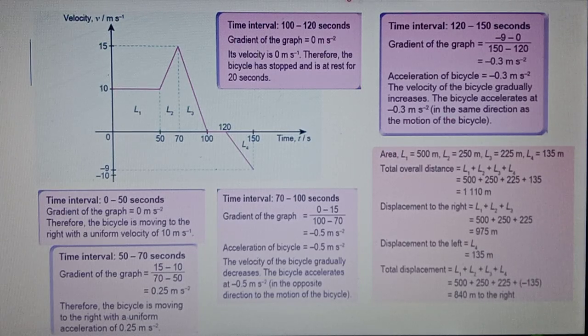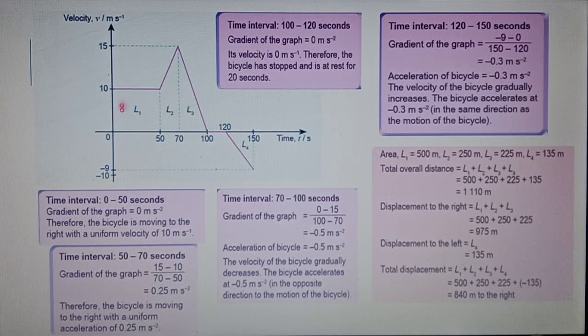Okay, what else can we determine from the graph? Just now we have discussed for the v against t graph, the gradient equals acceleration, and the area under the graph actually equals distance or displacement. Let's say we want to determine the distance travelled and displacement of the bicycle. So we can calculate the area under the graph. You can divide it into a few sections so that it is easy to calculate. So from here we can label it as L1, L2, L3 and L4.